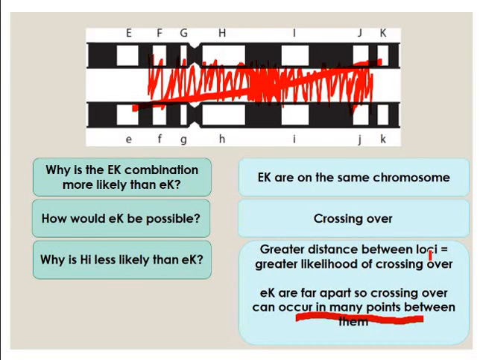Okay, so the greater the distance between loci, the greater the likelihood of crossing over. Little e, big K are far apart, so crossing over can occur in many points between them.